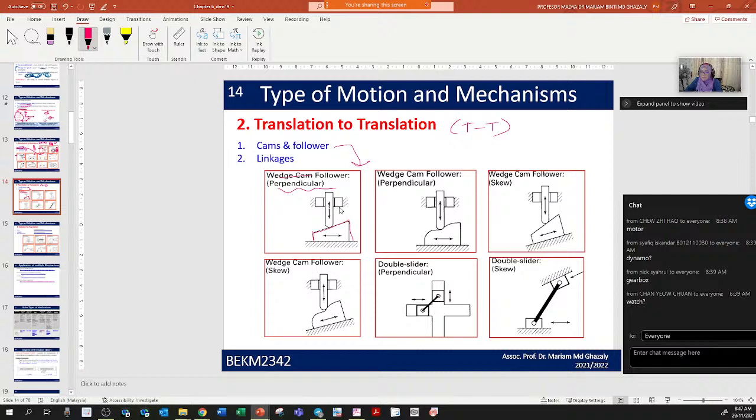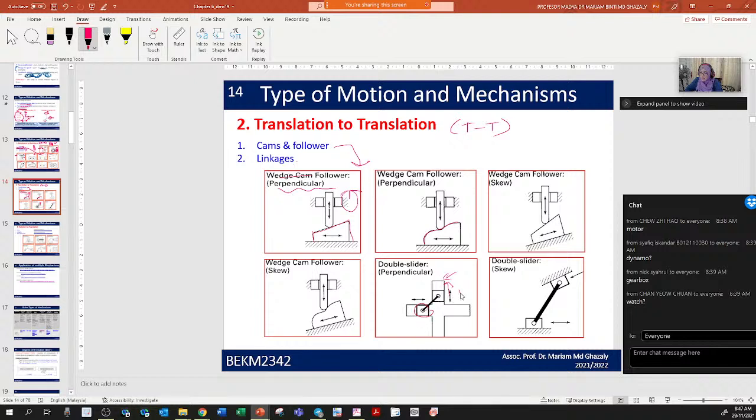What happens is that when this cam is rotating, it will give motion to this follower, left and right. Similar to this, but depending on the follower shape, it is going to give a different type of motion. This one is a wedge cam follower skew type. And the linkage that we see here is cam and follower also. Cam and follower is in a guided part. So what happens is that when this moves up, it is going to pull this part to the right side.